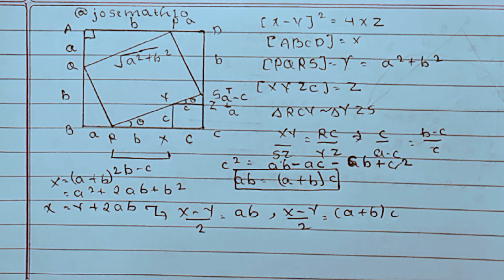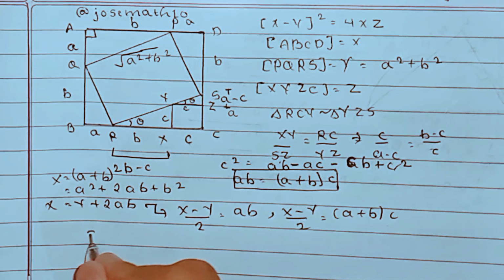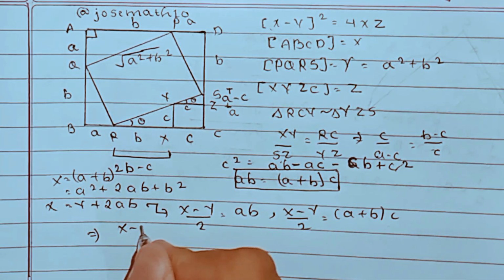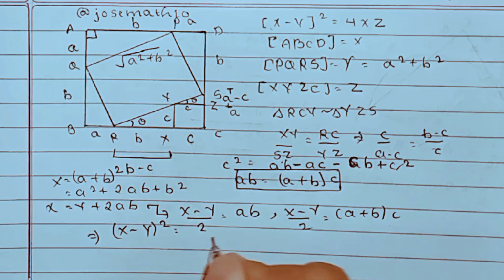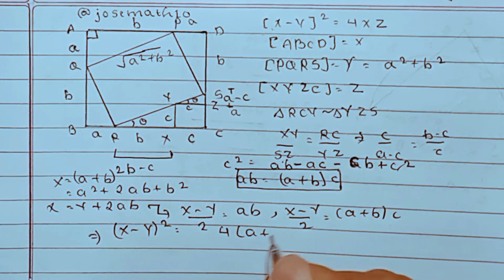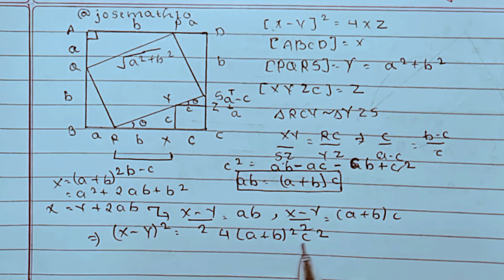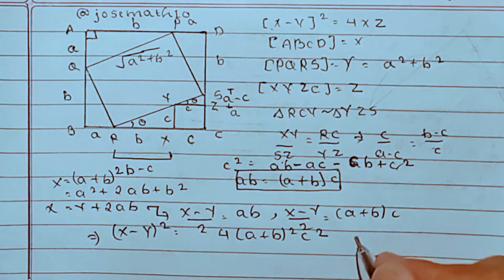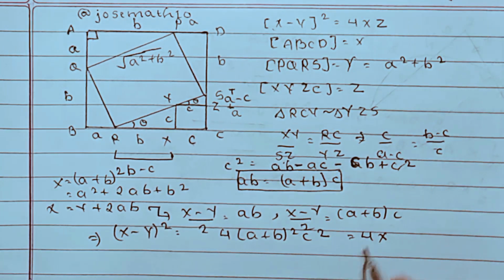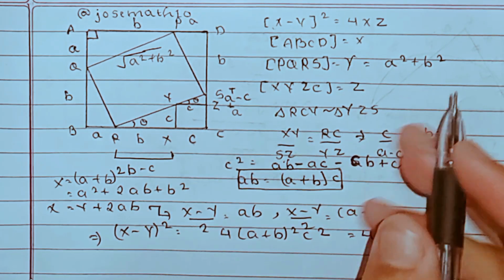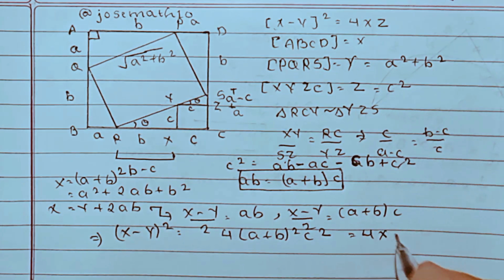Now let's do the whole square. Because we have to get (x minus y) whole square, we will square both sides. We will get (x minus y) whole square is equal to 4 (a plus b) whole square into c square. Now focus here: (a plus b) whole square equals x, so 4x and c square. So c square is the area of this square XYZC. We assumed it to be c square, so finally we get 4xz.